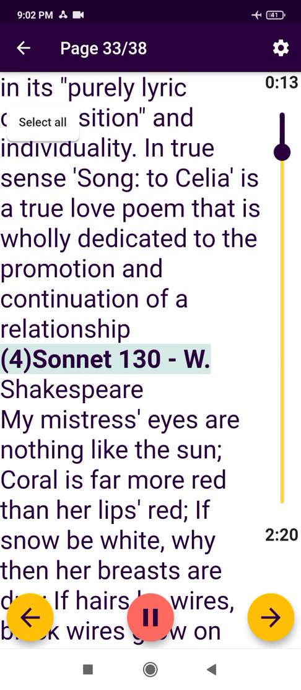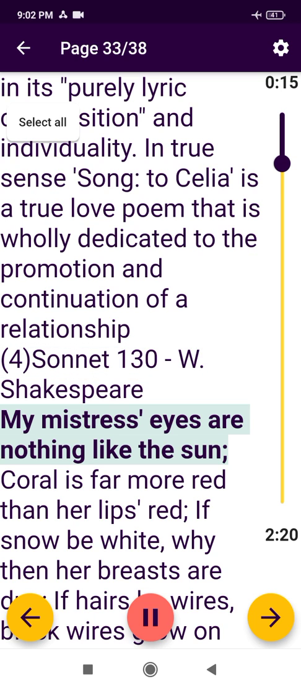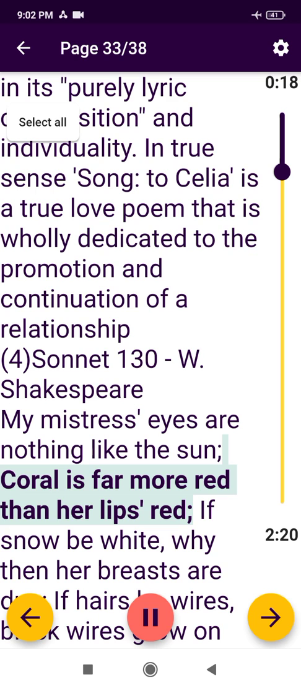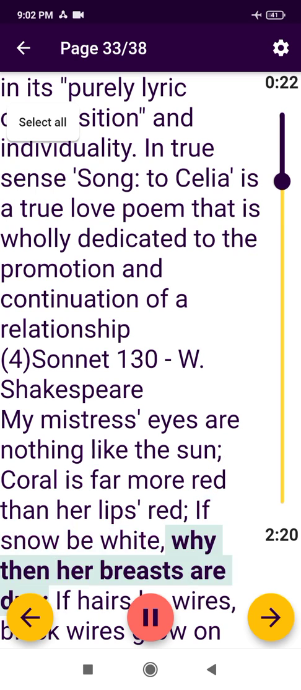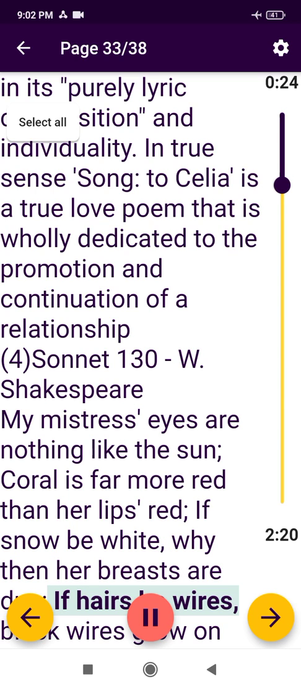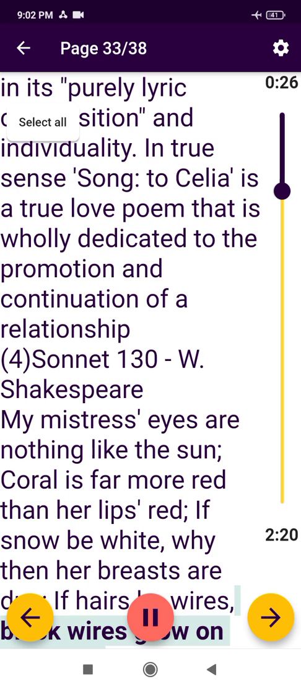4. Sonnet 130, W. Shakespeare. My mistress' eyes are nothing like the sun. Coral is far more red than her lips red. If snow be white, why then her breasts are dun? If hairs be wires, black wires grow on her head.